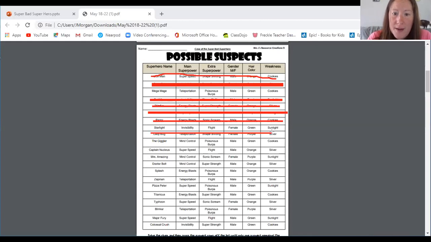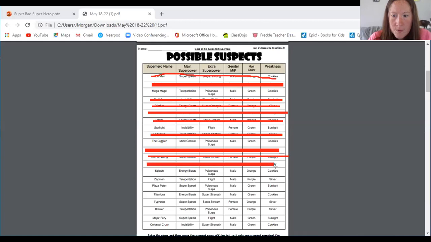Ladybug has purple hair. Adios, Ladybug. Green hair, the Giggler. I'm going to leave you alone. You're still an option. Captain Nucleus, you have orange hair. You are no longer a suspect. Mrs. Amazing, not a suspect. Adios with your purple hair. How about Dr. Bolt? Adios, Dr. Bolt. You have orange hair. Splash. Adios with that orange hair. Zapman. Adios with your orange hair.